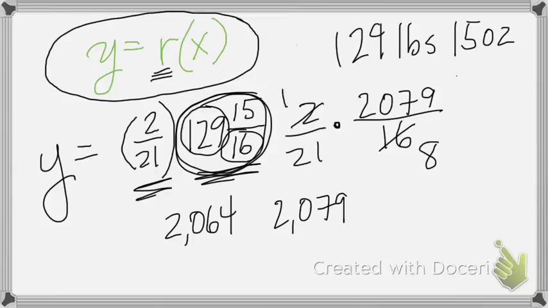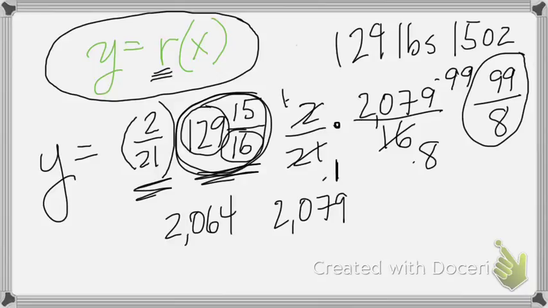Well, not lucky, because they made sure this was going to happen. So if I cross-canceled, 2,079 divided by 21 is actually 99, believe it or not. So 99, and we have 1, so 1 times 99 is 99. 1 times 8 is 8. Now I have this I can work with, which is very nice and neat. If I divide 99 by 8, that will equal 12.375.